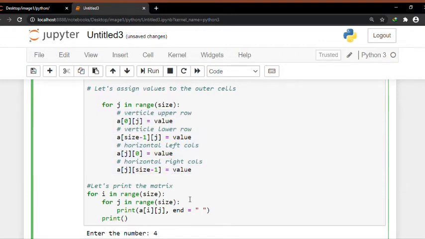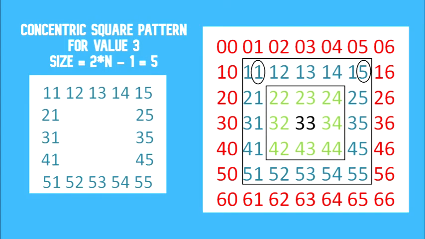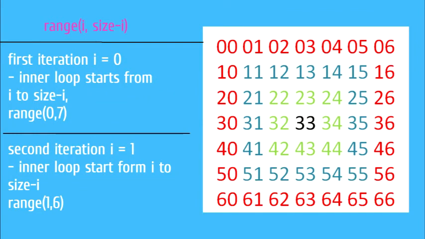So, the outer loop will be, for I in range of n. Also, every time the value will be decreased by 1, so, value minus and equals to 1. Now, for this 3 times 3 matrix, the size of row and column is 5. As you can see, the starting point is increased by 1 index number and the ending point is decreased by 1 index number. So, we have to change the range function for our inner loop.